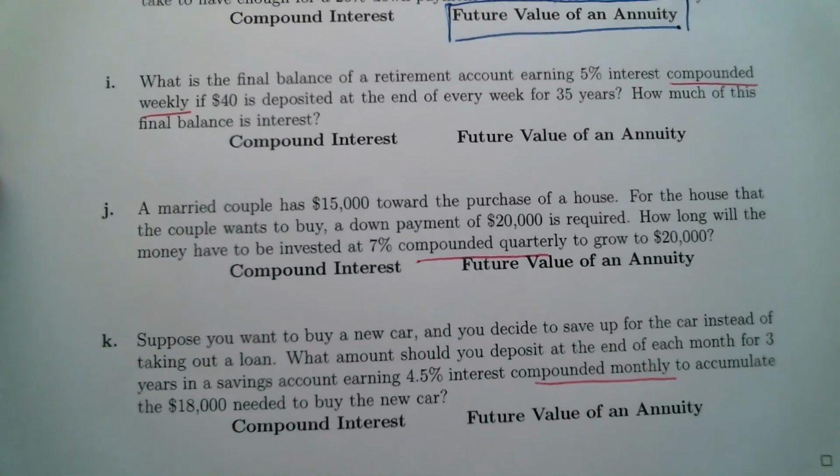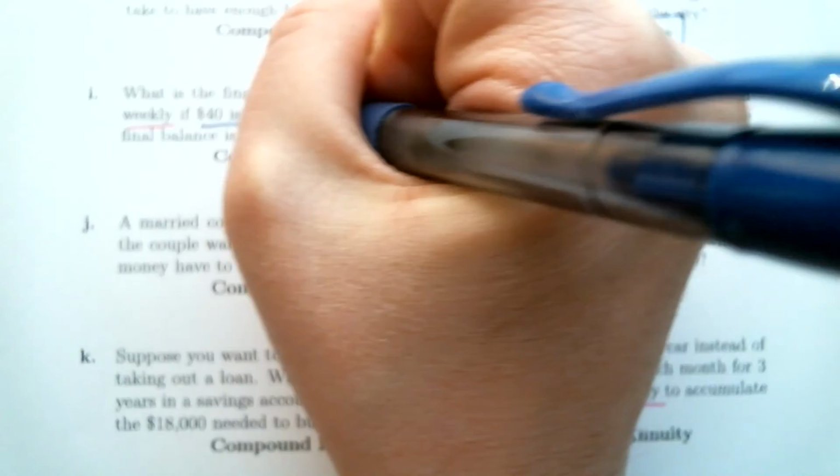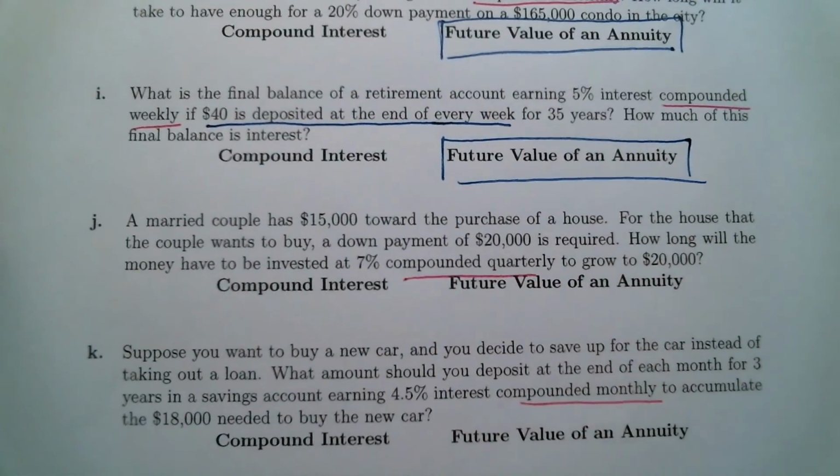Three more. What is the final balance of a retirement account earning 5% interest compounded weekly if $40 is deposited at the end of every week for 35 years? And how much of this final balance is interest? The key here, you are saving for your retirement account, and you're depositing $40 at the end of every week. So that's regular deposits, future value of an annuity.